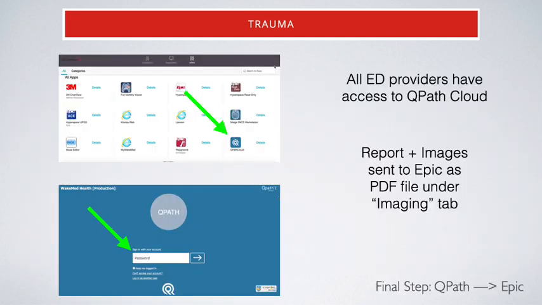On a final note, for documentation purposes, please remember that all ED providers have access to QuPath Cloud. After the exam is performed on the ultrasound machine, open the QuPath icon on your Citrix desktop. Enter your password, which is the same as your Epic password. Find the exam that you just performed, fill out the worksheet, and sign it. This will send a PDF of your images and report to Epic. The report can then be found under the Imaging tab in Epic.